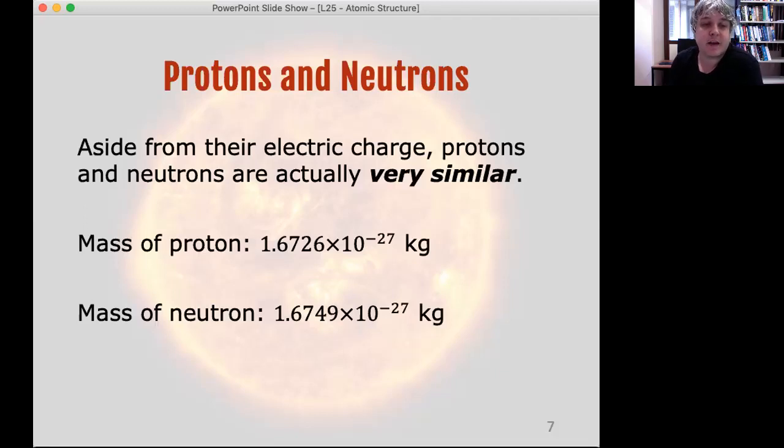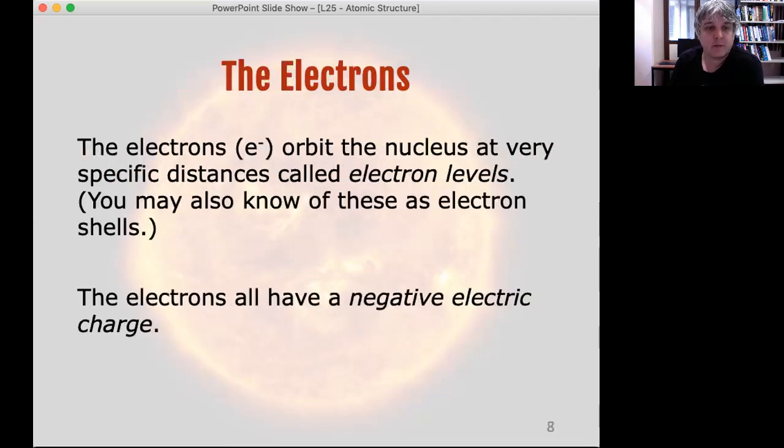The difference in mass only becomes apparent if you start looking at 4 significant figures or more. So if you're only dealing with 2 or 3 significant figures, you can treat the masses of protons and neutrons as exactly the same. And they both occur in the nucleus with similar masses. The electrons that orbit the nucleus, though, they are very different.